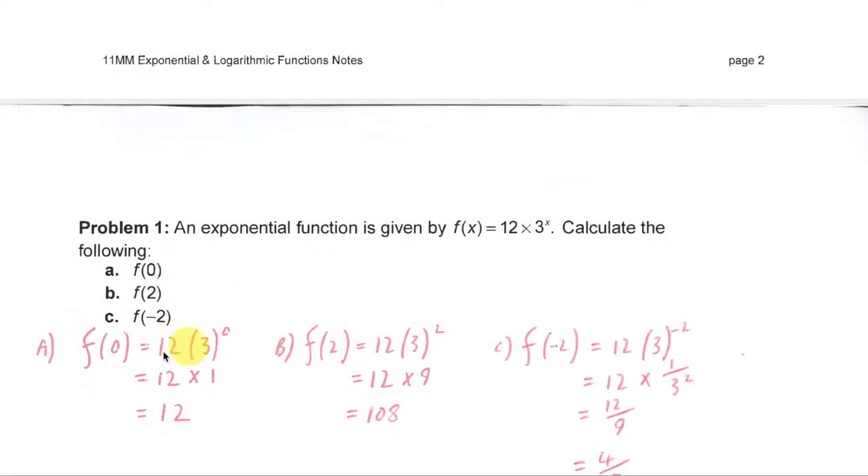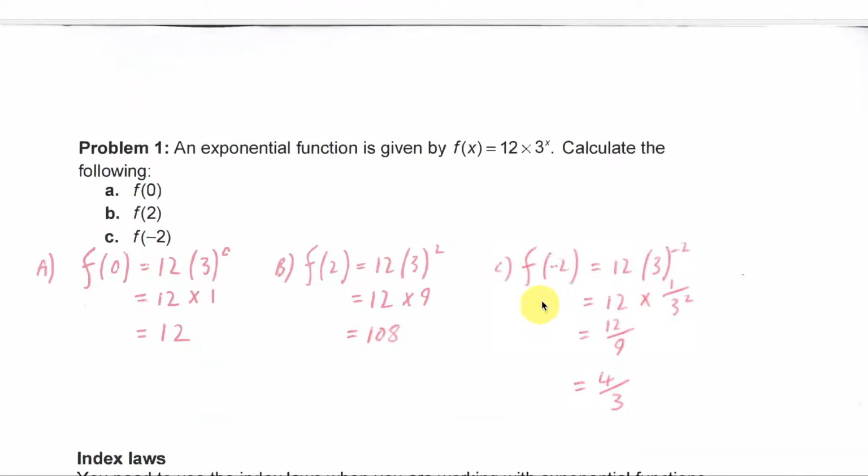So I state the rule with the substitution of x equaling 0, I get 12, x equaling 2, I get 108, and where x is equal to negative 2, then it's going to become 12 times 3 to the power of negative 2, and I can rewrite 3 to the power of negative 2 as being 1 over 3 squared, so it becomes 12 times 1 over 3 squared, which ends up being 12 on 9, which simplifies to being 4/3.